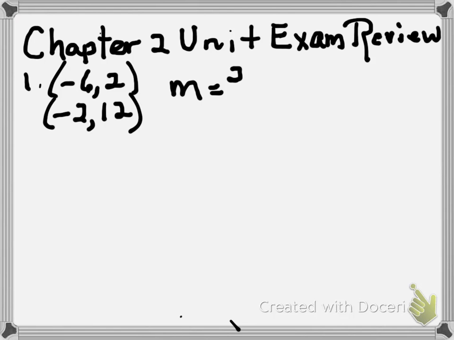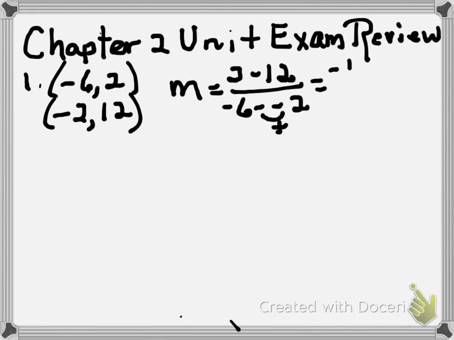So I'm going to start with the top point, 2 minus 12 in the numerator over -6 minus a -2 in the denominator. 2 minus 12 is -10. -6 plus 2 is -4, which reduces to a slope of 5/2. Using the slope and one of the 2 points, I'm going to choose the top point.